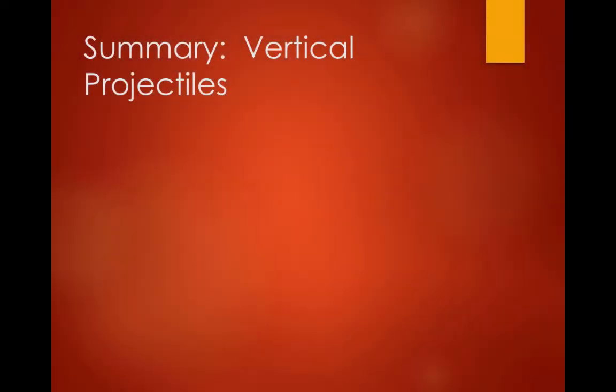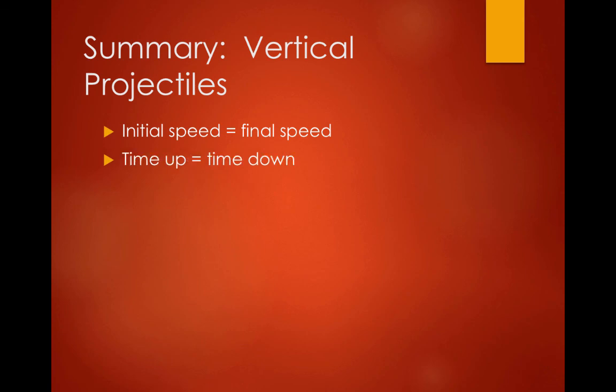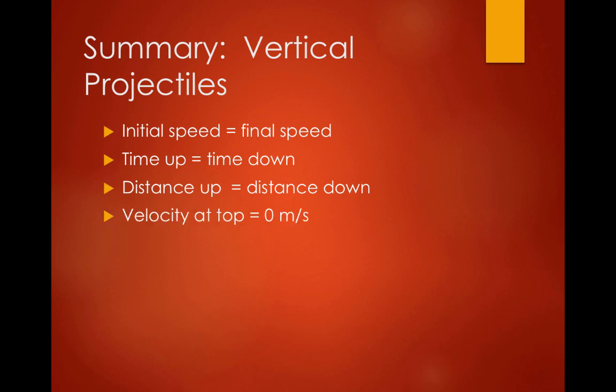To summarize, for vertical projectiles, initial speed equals final speed. The time up equals the time down. The distance up equals the distance down. The velocity at the top is 0 meters per second. Gravity is a constant at negative 9.8 meters per second squared.